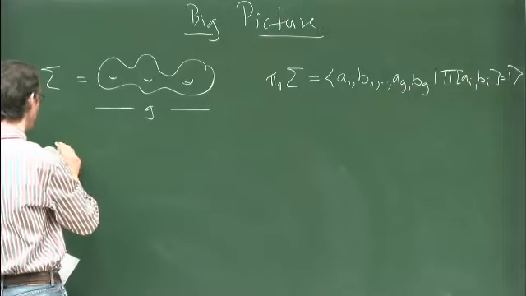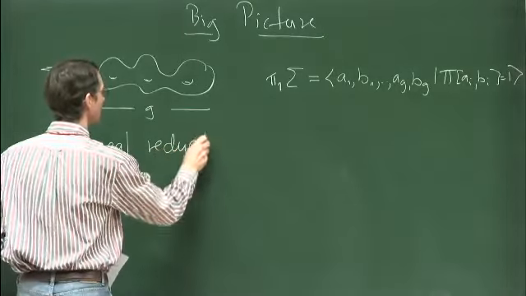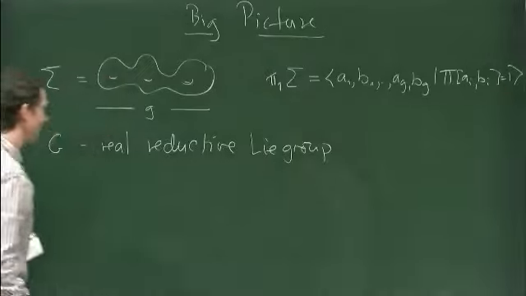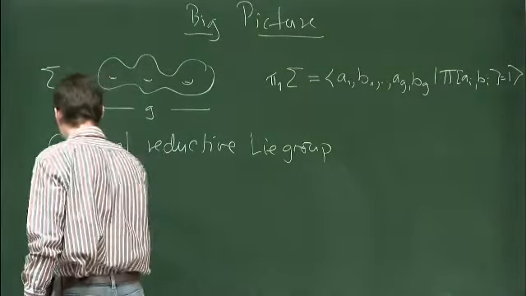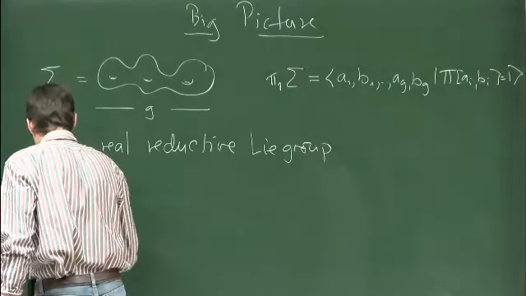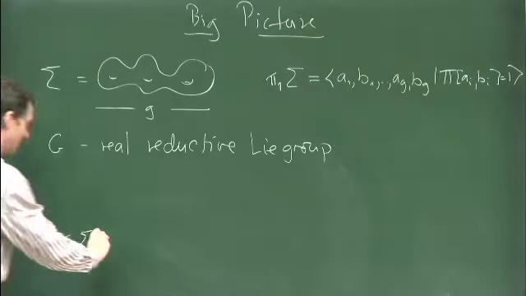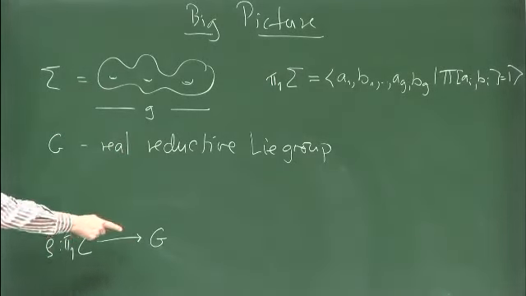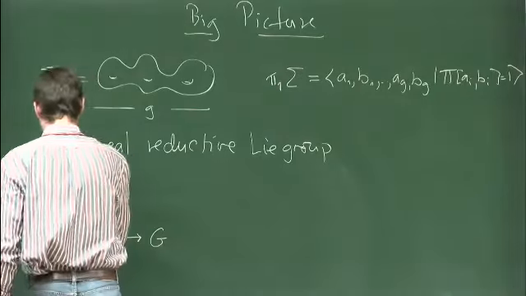So this is the one main character, and the other main character here is some real reductive Lie group. I'll write down my definition of that in a minute. By a representation of the fundamental group of sigma, I just mean a homomorphism from pi_1 of sigma into G. If G is a linear group, of course this gives us a representation on that vector space of which G is a linear group.